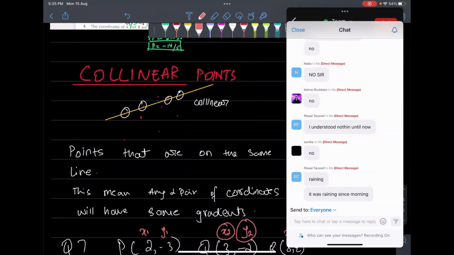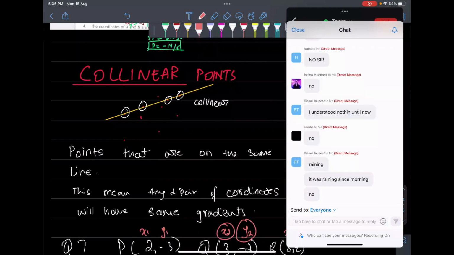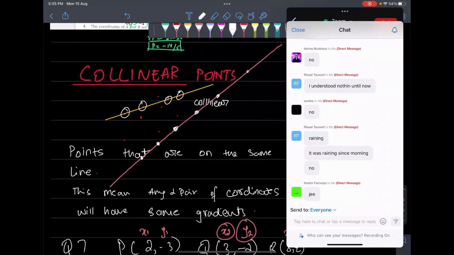Now I'll start once again from collinear points. Is it clear to you what collinear points are? Collinear points are points that are on the same line. For example, if this is the line, and I'm choosing a lot of coordinates on this, a lot of coordinates like this, all of these are A, B, C, D, E, F. All of these are collinear. I can call them collinear.